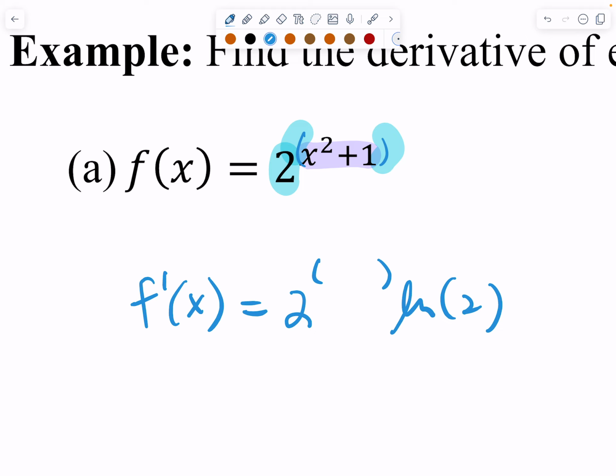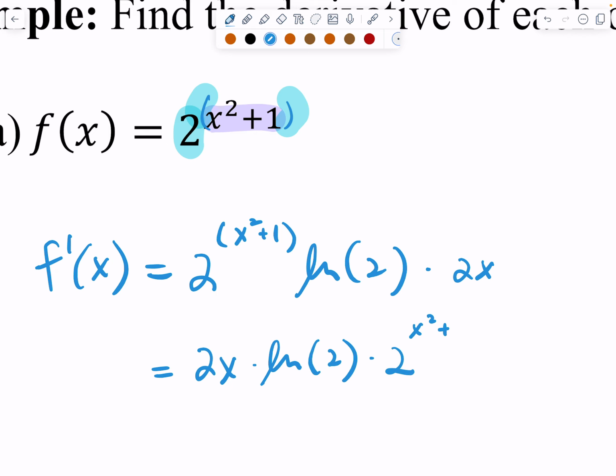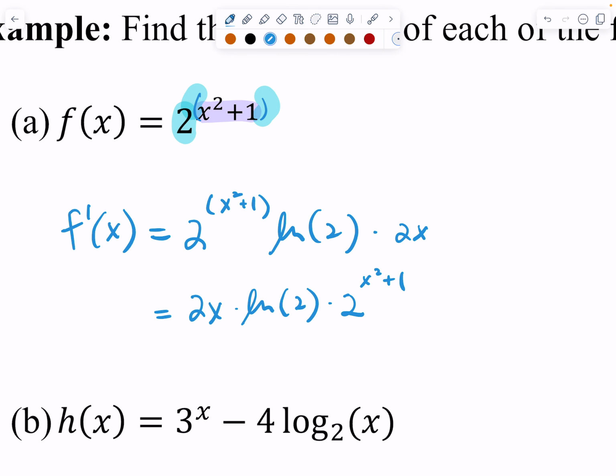And then leaving the inside alone because we're doing chain rule, and then times the derivative of the inside. And that's it. Now we could clean this up. I would probably pull the 2x out front, and then maybe the ln of 2 times 2 to the x squared plus 1. It's kind of whatever your preference is based on the commutative property of multiplication.